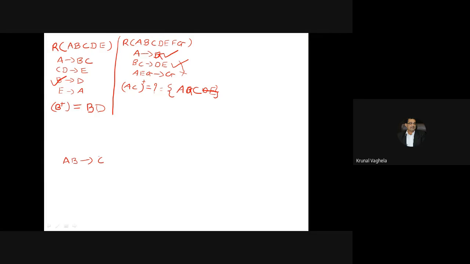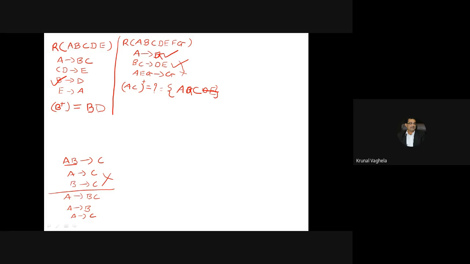So if you are having A, B to C, it doesn't mean that A to C and B to C. What it means is, if you are having A and B both, then only you can find C. If you are having alone A or alone B, then this is not allowed. This is one thing. But if you are having A to B C, then you can find B and you can find C both individually.